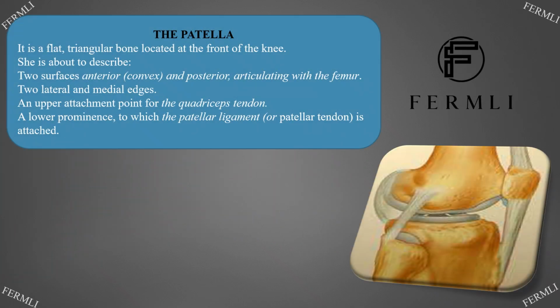The patella. It is a flat, triangular bone located at the front of the knee. It is described as having 2 surfaces, anterior, convex, and posterior, articulating with the femur. 2 lateral and medial edges. An upper attachment point for the quadriceps tendon. A lower prominence, to which the patellar ligament, or patellar tendon, is attached.